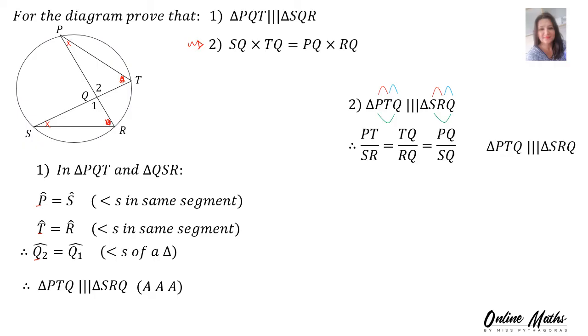So what are we looking for? SQ, it's that one, times TQ is that one, is equal to PQ is that one, times RQ is that one. So we have the ratios there, and we can simply cross multiply. And we end with SQ times TQ is equal to PQ times RQ.